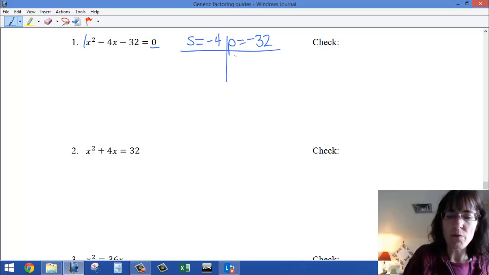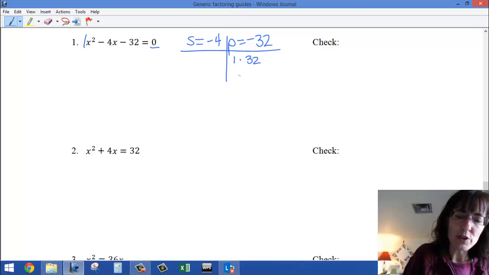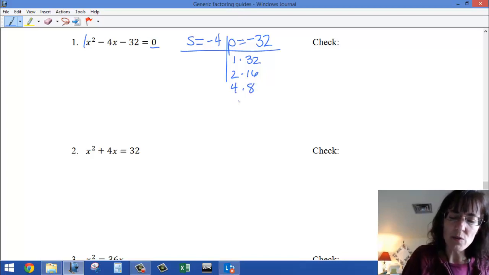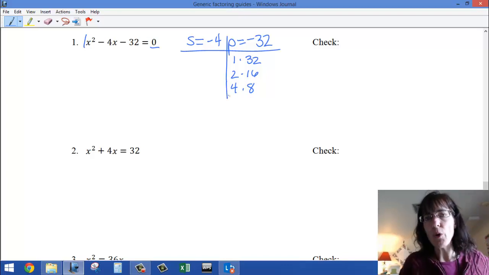And I'm looking for 1 times 32, 2 times 16, 3 doesn't work, 4 times 8, 5 doesn't work, 6 doesn't work, 7 doesn't work. This is my complete list. I have a negative product, so one of the two has to be negative, and a negative sum, so I think the bigger one has to be negative.